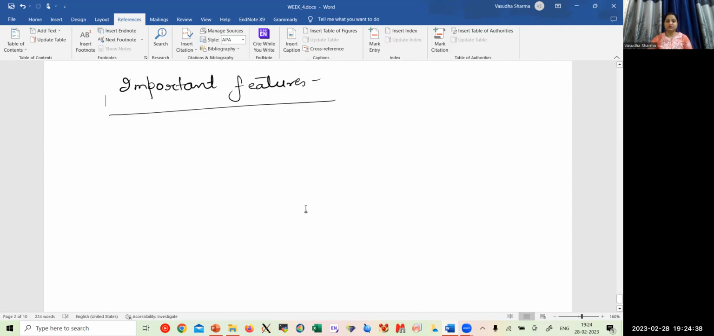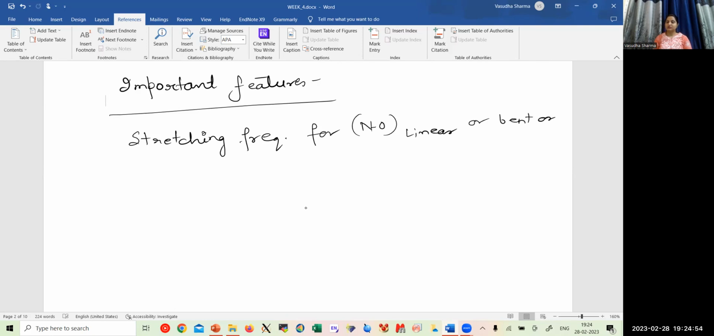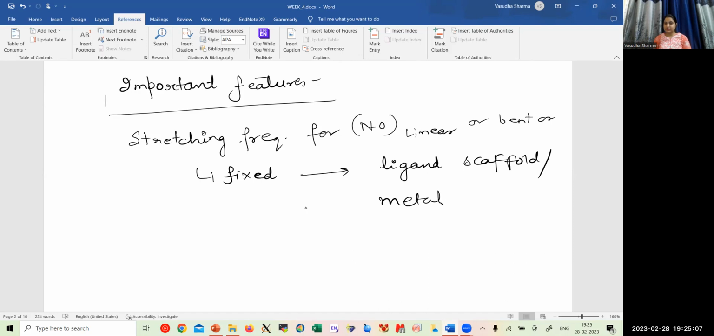was to see whether the bond stretching frequency for NO, linear or bent, terminal or bridging, is fixed. They're not fixed. They can be modified or modulated depending upon the ligand scaffold, also the metal electron density, and so on and so forth.